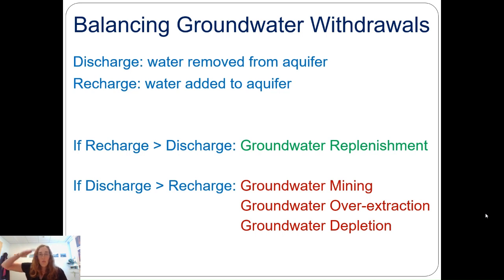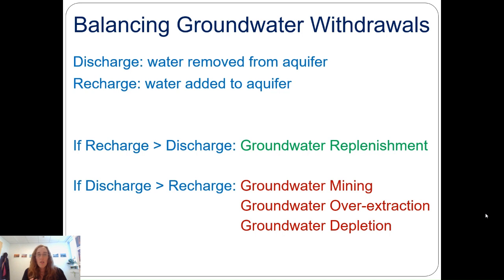The water table will rise in that situation because you're adding more water to the ground than you're taking out of the ground. The opposite, if you have more discharge than recharge, so you're taking more water out of the ground than you're putting into it, we call groundwater depletion. It's also called over-extraction or groundwater mining.